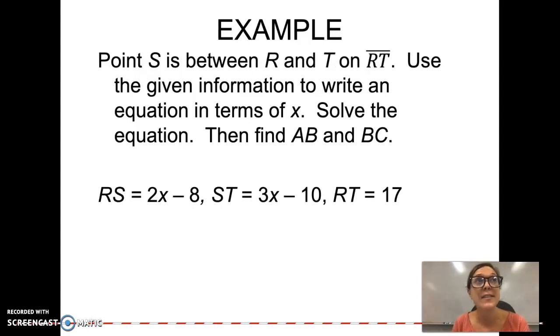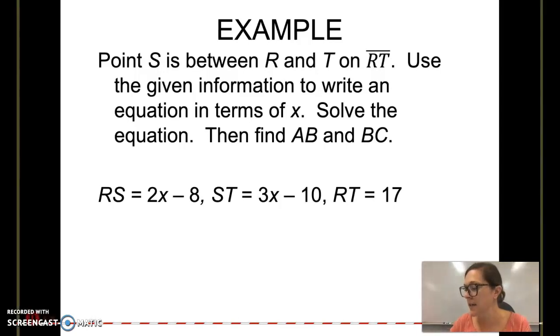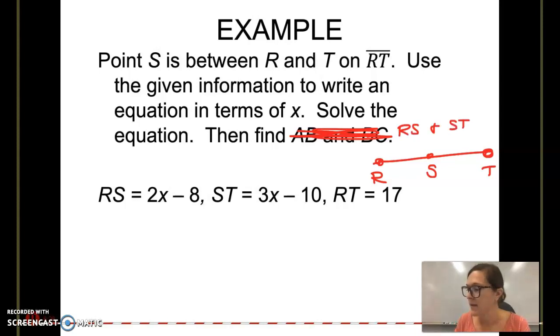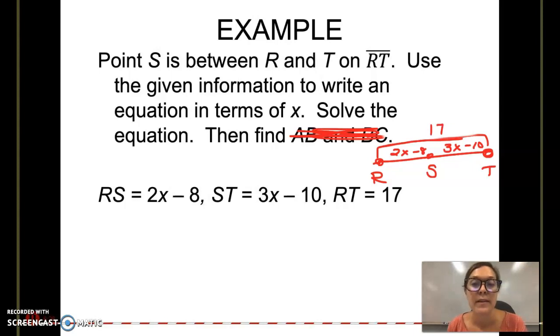So now we have point S that's between R and T. So here's my diagram. Line segment RT, S is in between. Just put it somewhere in between. And then use the given information. Oops, I didn't change this. This should be to find RS and ST, not AB and BC. I copied and pasted it and didn't change it. That's okay. You can make that fix there. So RS is 2x minus 8. ST is 3x minus 10. The whole thing is 17. Okay, see if you can create the equation and select the correct one in the multiple choice.